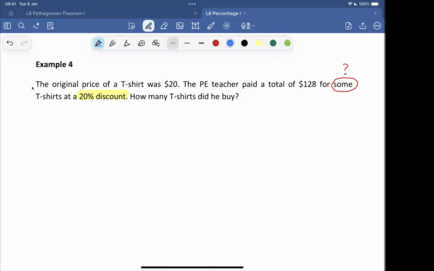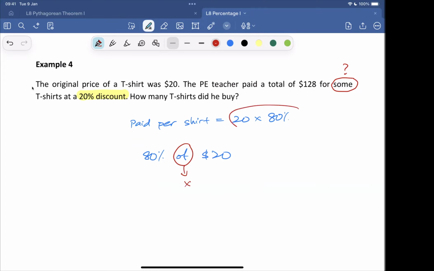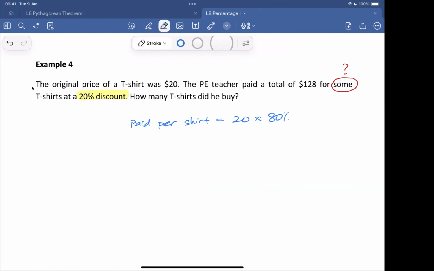So let's calculate how much he paid per shirt. Can you tell me the original price of the shirt? $20. How many percent must the PE teacher pay? 80%. In other words, he only needs to pay 80% of $20, correct? Yes. Whenever you see the word "of", what do you think of? Times. Multiply. Okay, that's why I take 80 times 20. Now you understand why multiply? Does it make a difference, 80 times 20 or 20 times 80? No. It's the same thing, right? So it doesn't matter.